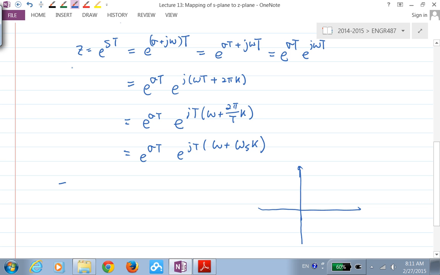So essentially, let's say this is your S plane, this is your sigma, and this is your omega. And then we're going to do the mapping, map it to the Z plane.